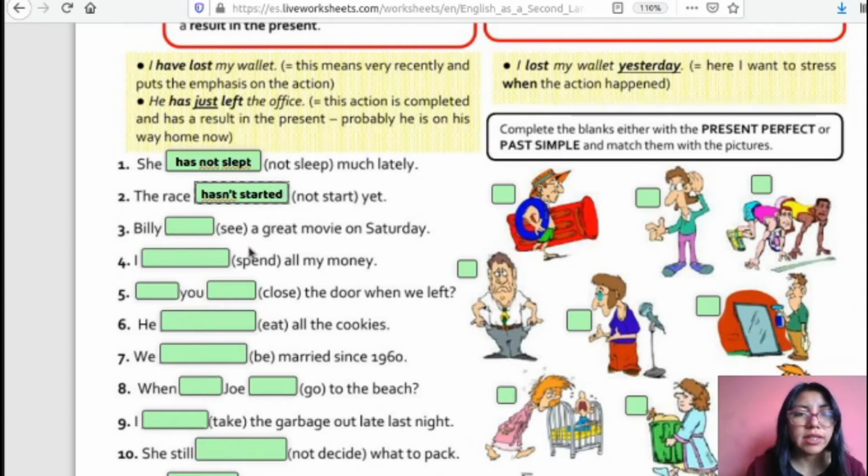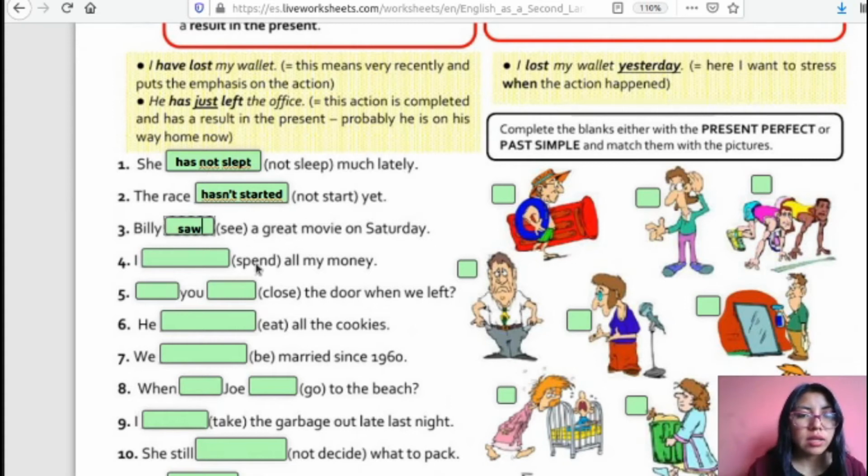Okay, Billy see a great movie on Saturday. Pay attention, here I am giving a specific time. So I am going to use past simple. Okay, Billy saw. Okay, that is the past form of the verb see. Billy saw a great movie on Saturday.